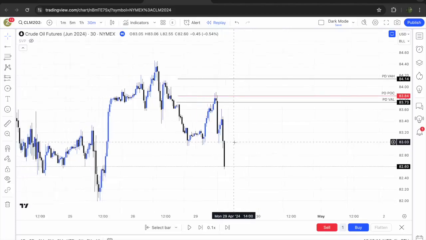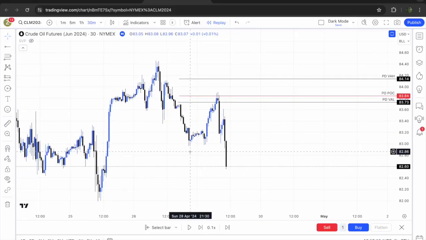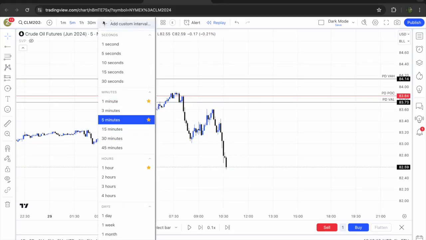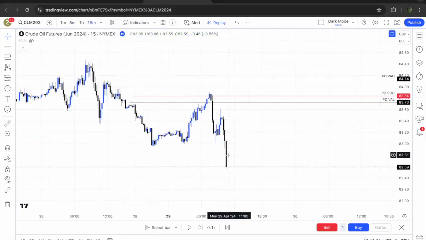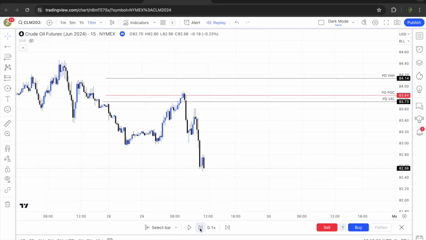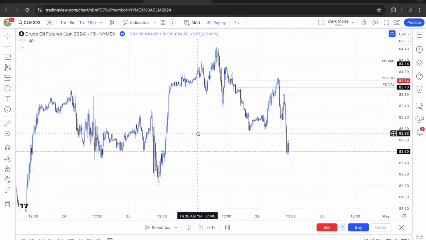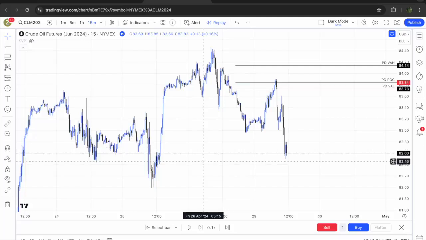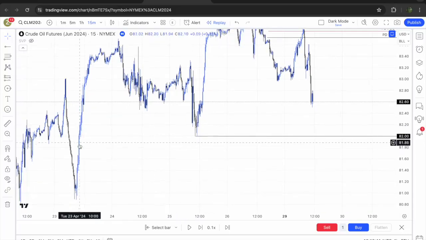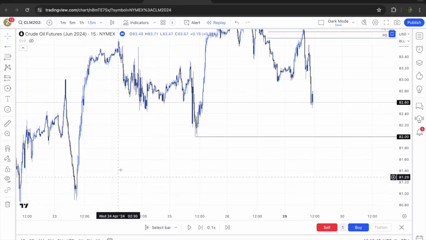Now, this is where ICT concepts are going to come in and they can help me find an entry. So let's go to the 15-minute chart. If I remember correctly, I took my short around 11 a.m. or maybe 12. Let's see. So price is still moving lower. Now, I'm looking for a draw on liquidity, right? I think overall, we are going to be coming down to take these lows and fill the imbalance left down here from the 23rd. So that's my higher time frame draw on liquidity.